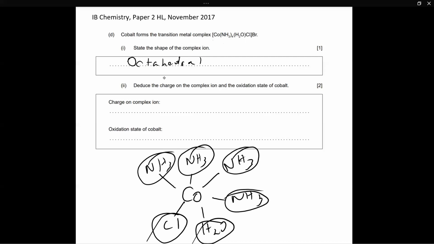But in IB chemistry at this level, they don't need you to get into the details. If you see six different molecules, or six molecules attached, or six electron domains on cobalt, you have 1, 2, 3, 4, 5, 6. If you see that, and you know that 6 means octahedral, then that is all you need to put down. You don't have to get into any specifics. And that's why you can see it's also only worth 1 mark.